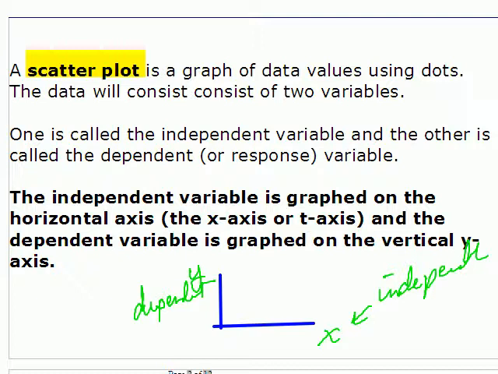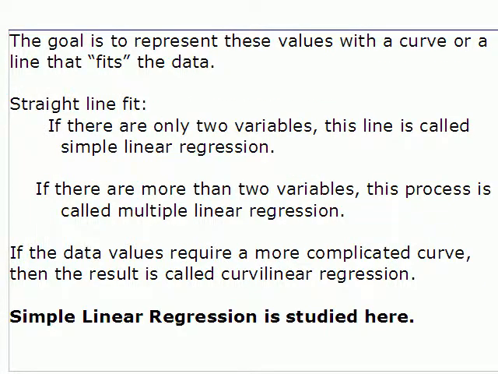You can see the tutorial in R on how to do scatter plots, and also on using R for linear regression. Now the goal here is to represent all these scattered data points with some sort of curve or a line that fits the data. If you can get a straight line through the data, and there's criteria for how to do this, and there are only two variables, one X and one Y, this is called simple linear regression.